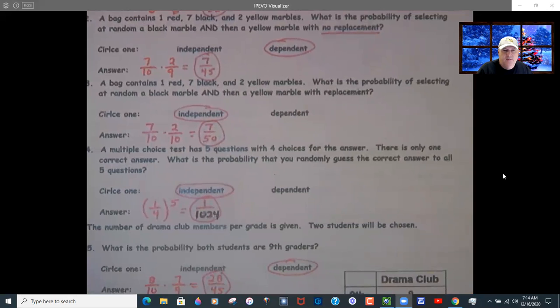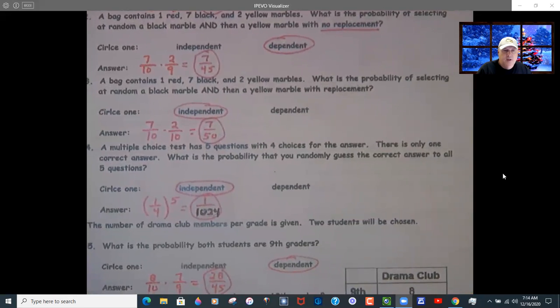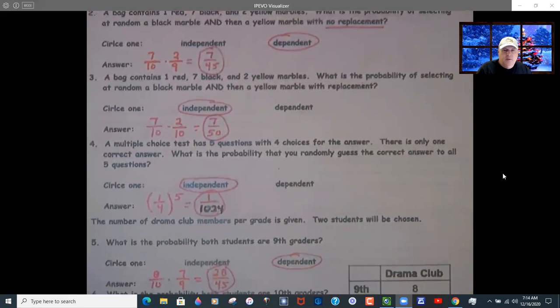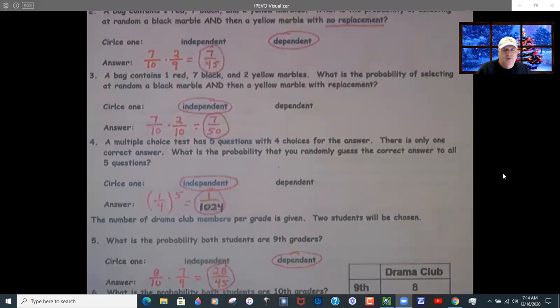Multiple choice test has 5 questions and 4 choices for the answer. There's only one correct answer. What's the probability you randomly guess the correct answer to all 5 questions? So you got a 1 out of 4 times 1 out of 4 and times 1 out of 4. So the probability 1 out of 4 happening 5 times, to the 5th power. Those are independent events.